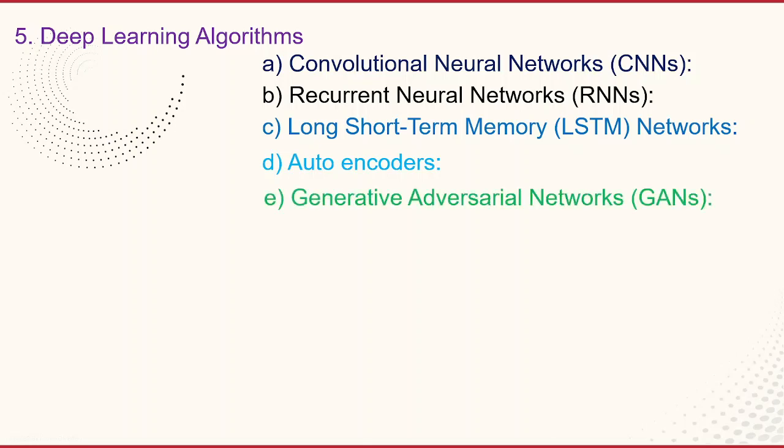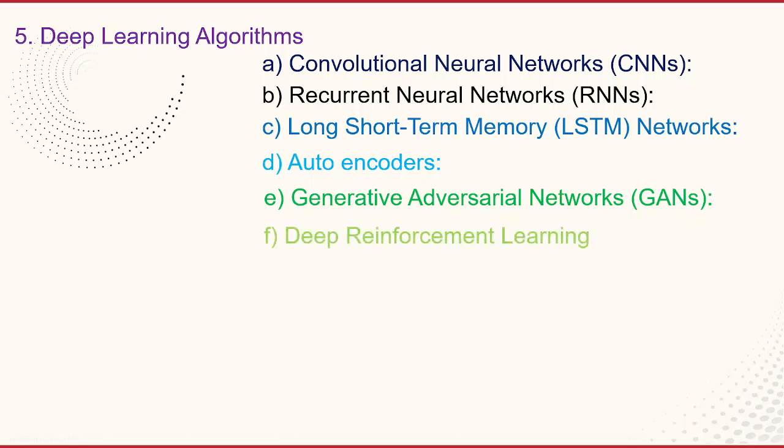Next, generative adversarial networks, that is GANs. GANs consist of two networks, a generator and a discriminator, that compete with each other in a game theoretic framework. The generator learns to generate realistic data samples, while the discriminator learns to distinguish between real and fake data.